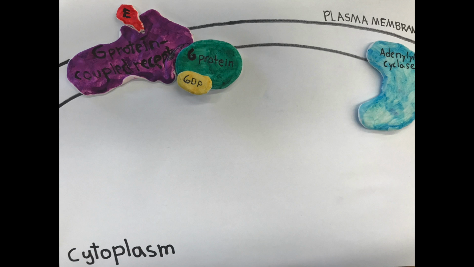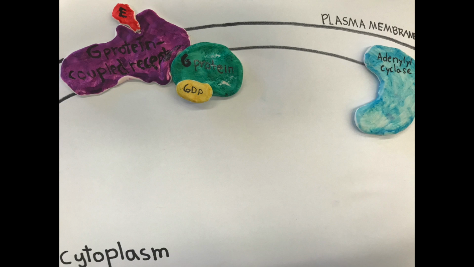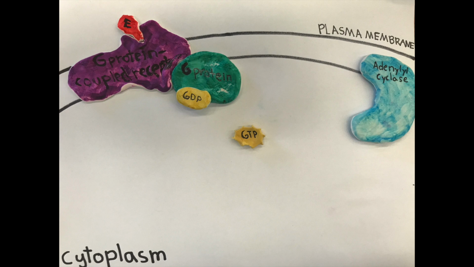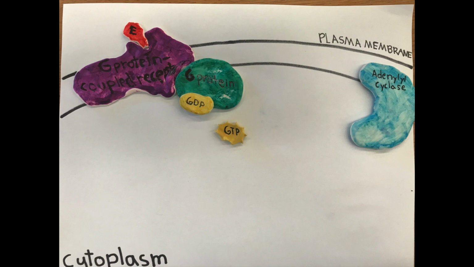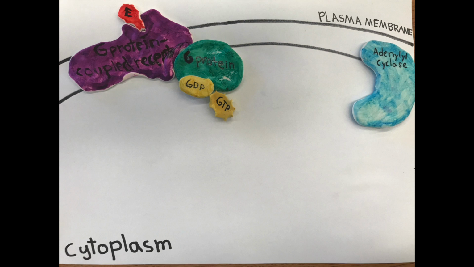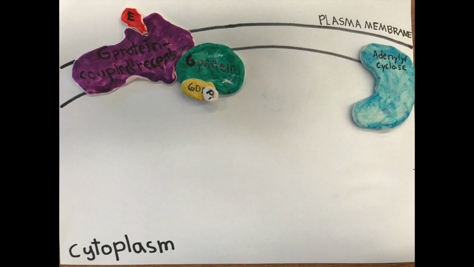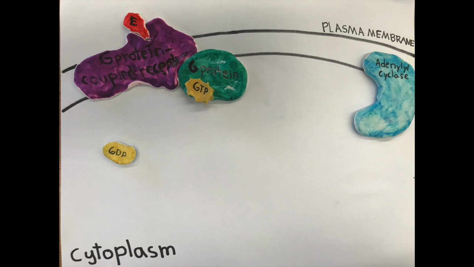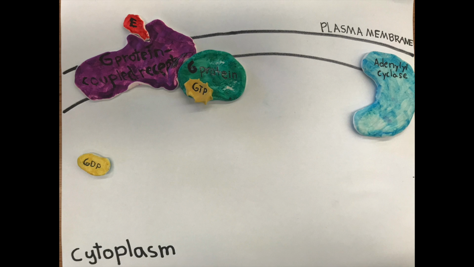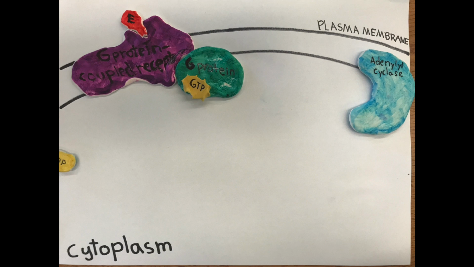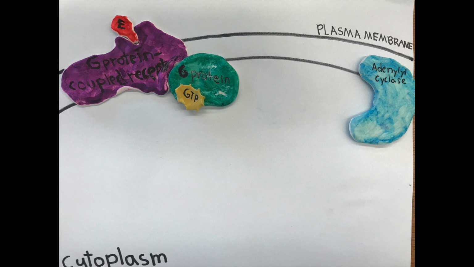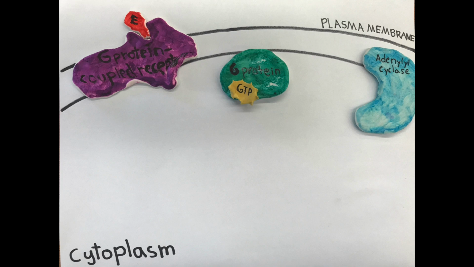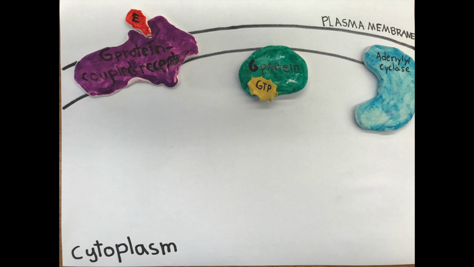This causes another shape change in the G protein. The GDP attached to the G protein is phosphorylated by a GTP in the cytoplasm. The GDP is now GTP, which activates the G protein. Then, the activated G protein dissociates from the G protein coupled receptor and diffuses along the plasma membrane. The signaling molecule, epinephrine, dissociates from the G protein coupled receptor, which deactivates the receptor.